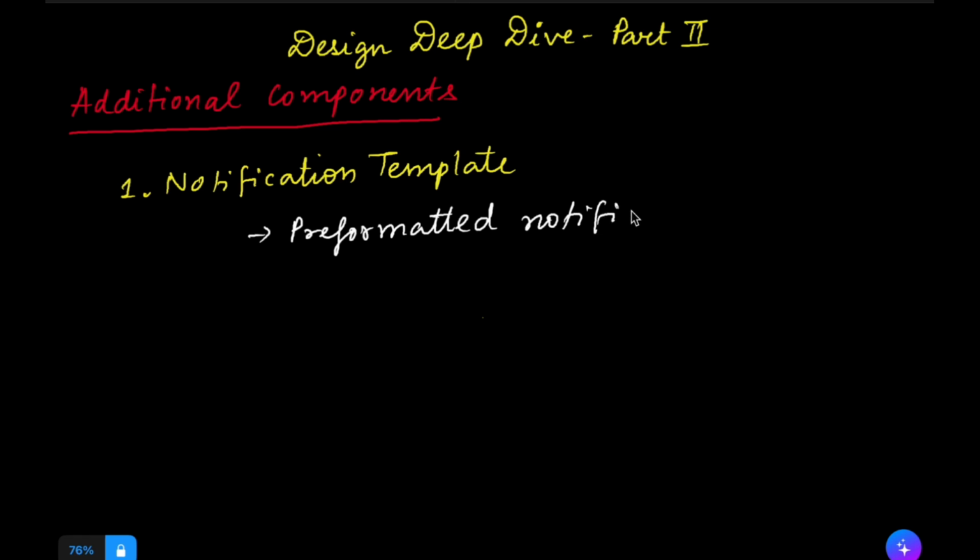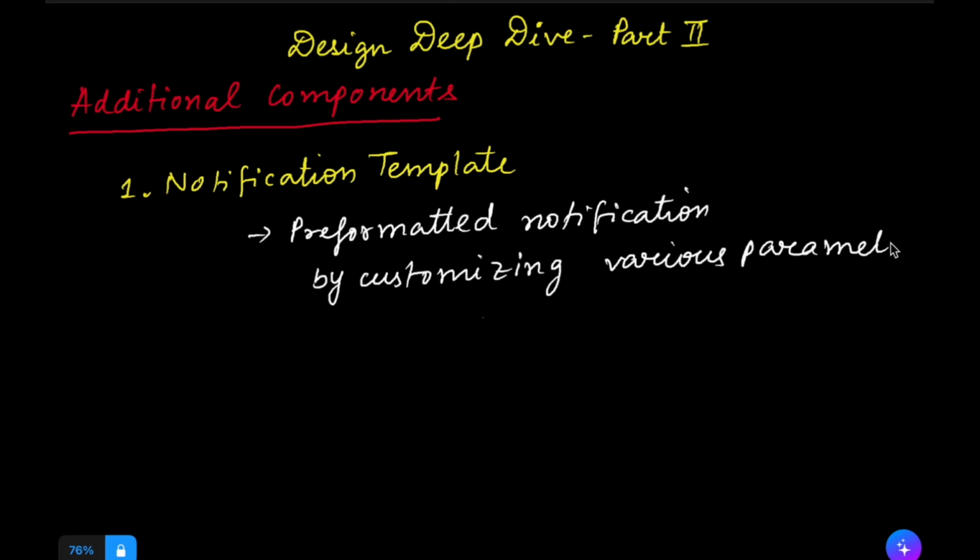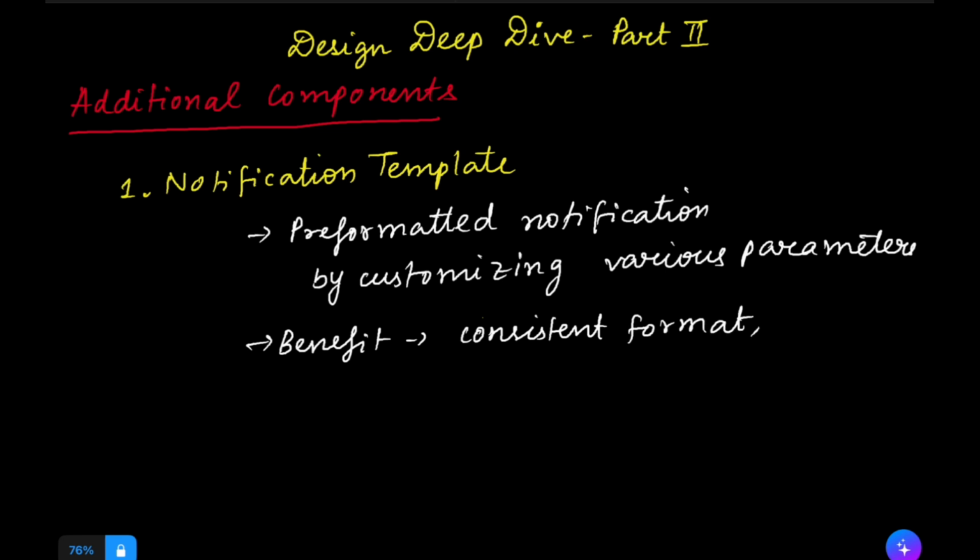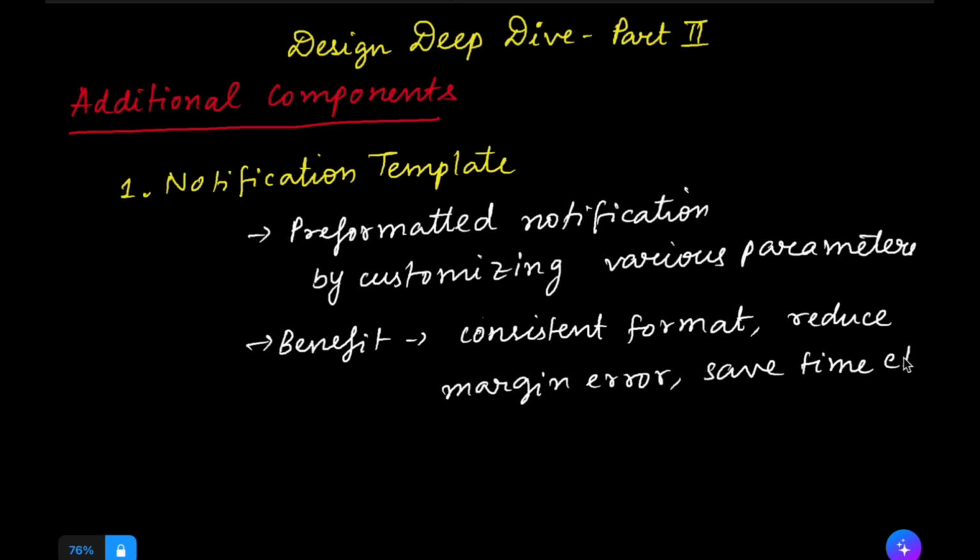So a notification template is a pre-formatted notification that is completed by customizing various parameters in the template. The advantage of this notification template is that it helps to maintain a consistent format for a particular type of notification, it also helps to reduce margin errors, and it saves time for the notification triggering services.